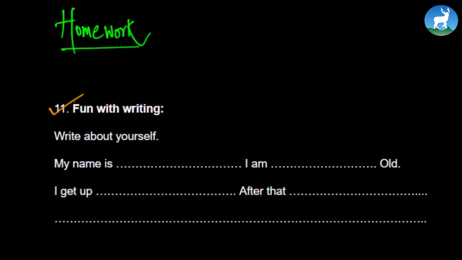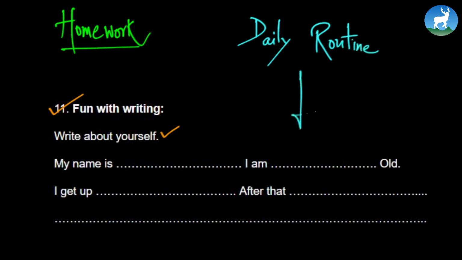You have to write about yourself. You just have to write what your name is, your age, and your daily routine. So write about your daily routine. All right, so that's your homework. You just have to write about your daily routine.